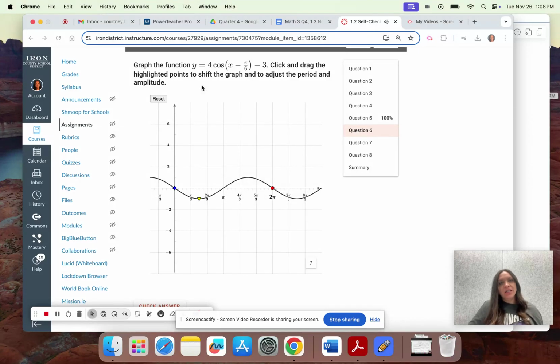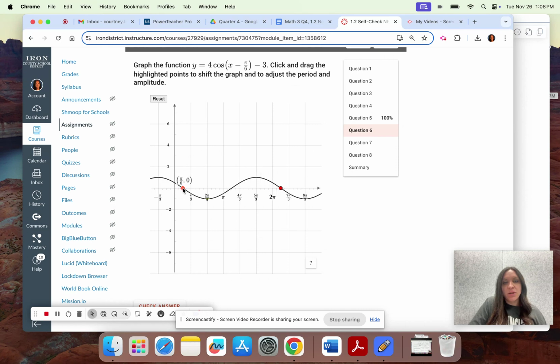Graph the function, and this time we have a cosine. So remember, a cosine function is a shifted graph. We want that top bump to go through 1, and you move that over to pi halves. So immediately when you read the question, know that if you start at the beginning, reset, it's going to give you a sine function. You have to first move it to cosine. Cosine is just a shifted graph of sine. Okay, so now it's cosine.